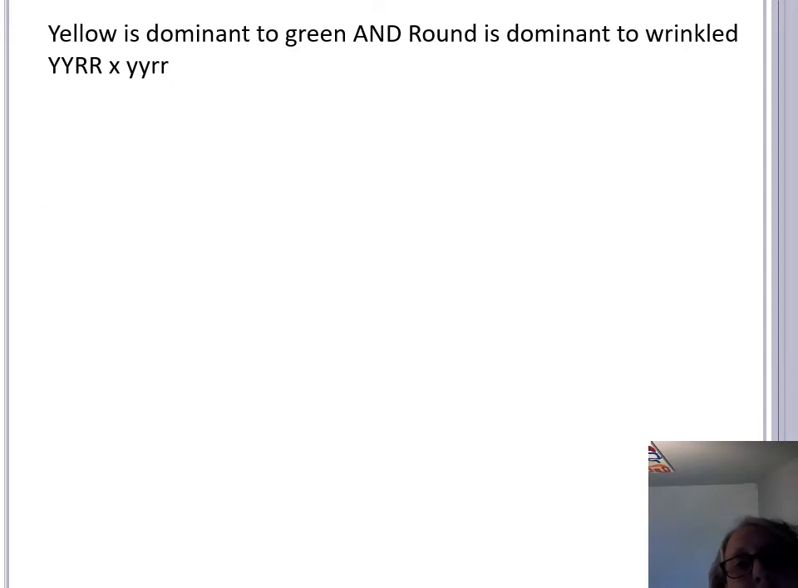Let me try to talk you through what Mendel did in his experiment. Through his crosses of individual traits, he already knew the following. He knew that yellow is dominant to green. He uses a big Y to represent yellow and a little y to represent green. And he already knew that round is dominant to wrinkled. He's going to use a big letter R to represent round and a little letter r to represent wrinkled.